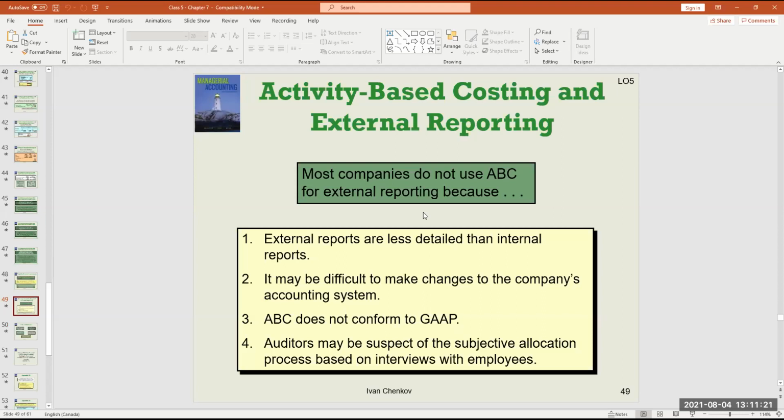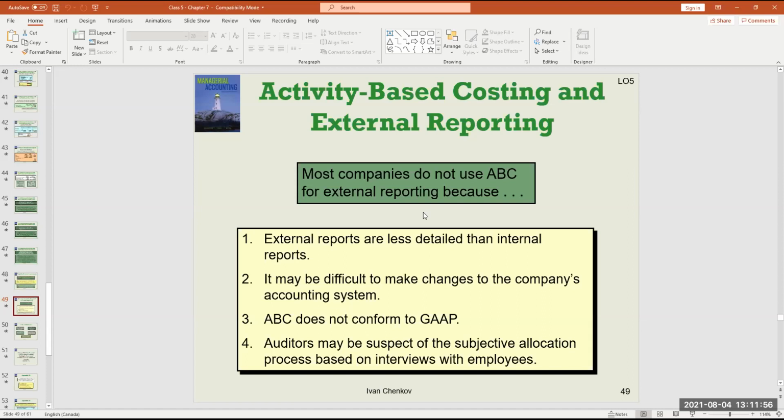For the external reporting, most companies technically don't ever use activity-based costing for external reporting. Why? The external reports are less detailed. First, you're never going to release all the relevant information, the profitability for the product and contribution margin for the product, to your competitors or to the outsiders of the company. Those are management reports. Those are technically confidential reports.